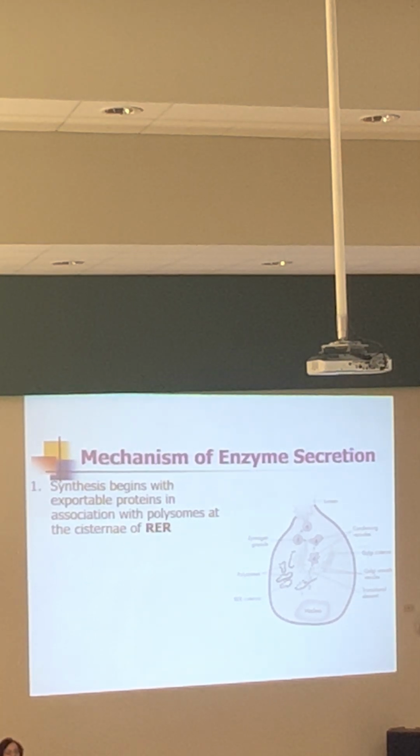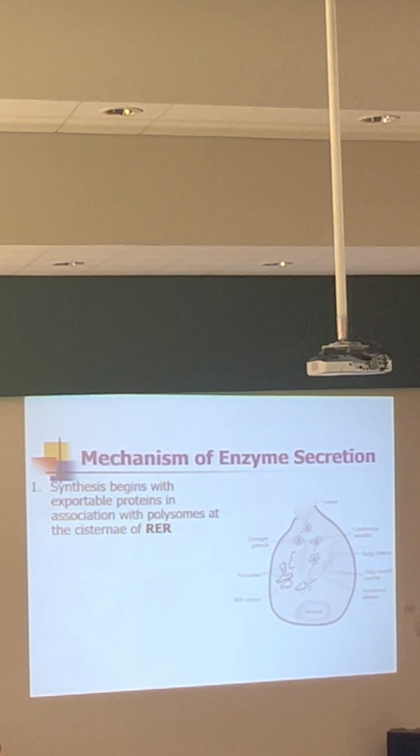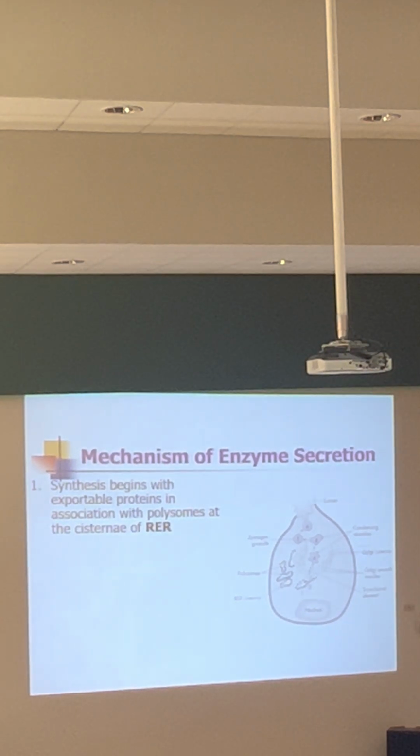So it begins with the exportable proteins. These are associated with polysomes, which are attached to the cisternae of the rough endoplasmic reticulum. So we need our rough endoplasmic reticulum. Of course, we need our nucleus, because that dictates how the proteins are going to be synthesized. Of course, this is cellular physiology, so I'm not going to go through that. You should know about all of that already. But we require the rough endoplasmic reticulum as well as the Golgi apparatus. So it starts there with these exportable proteins in association with polysomes at the cisternae.